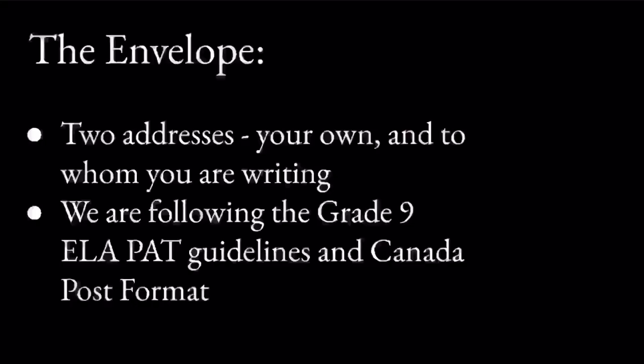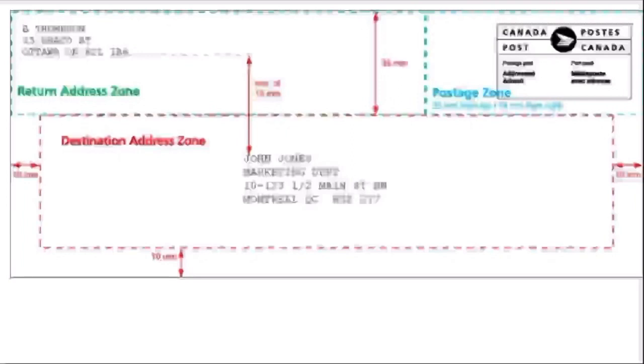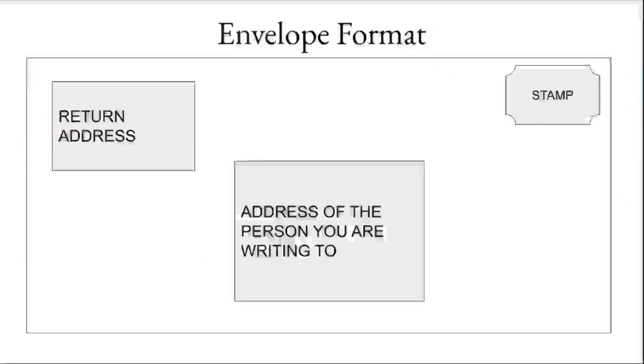Now, let's talk about the envelope. You're going to have two addresses, your own and that of the person to whom you're writing. And you're going to see just a tiny little video of basically Mr. Bird doing this, and I'm writing to Bernie Verum, my principal, and we're going to be following the Grade 9 PAT guidelines or the Canada Post format. So on the envelope, you can see in that green area, there's the return address, that's your address, and then you have the destination address zone, that is the person you're writing to, and in the top right corner, you have the stamp area. It basically looks like this.